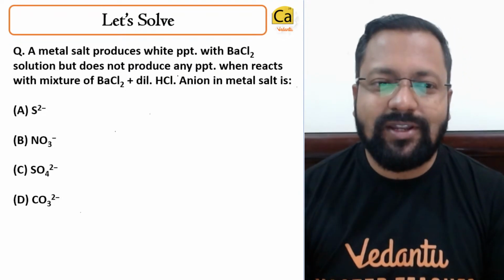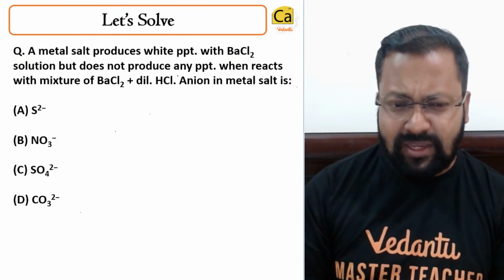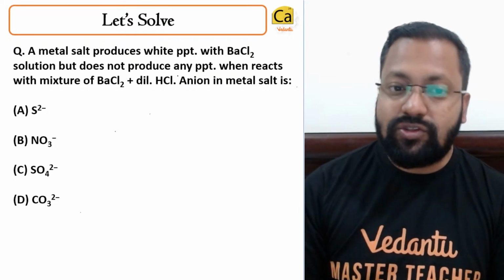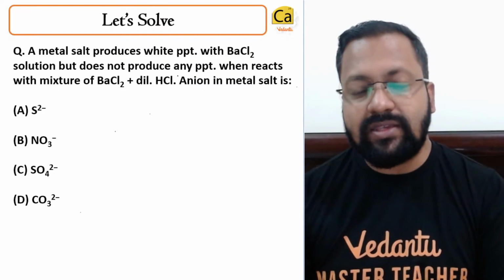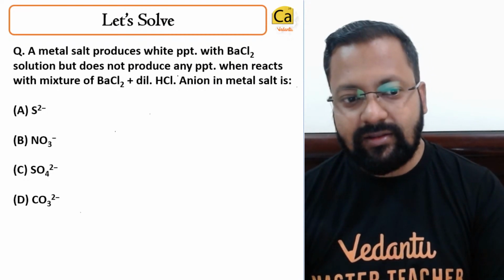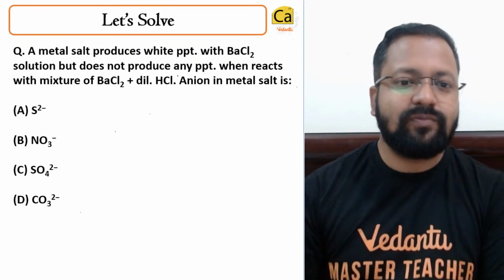The next question is, a metal salt produces white precipitate with BaCl2 solution but does not produce any precipitate when it reacts with a mixture of BaCl2 and dilute HCl. The anion in the metal salt is, think logically.